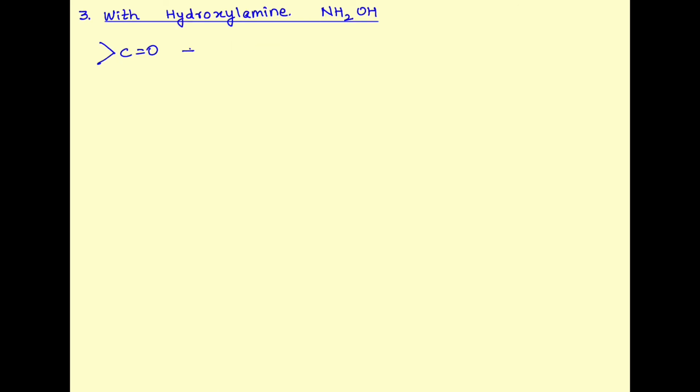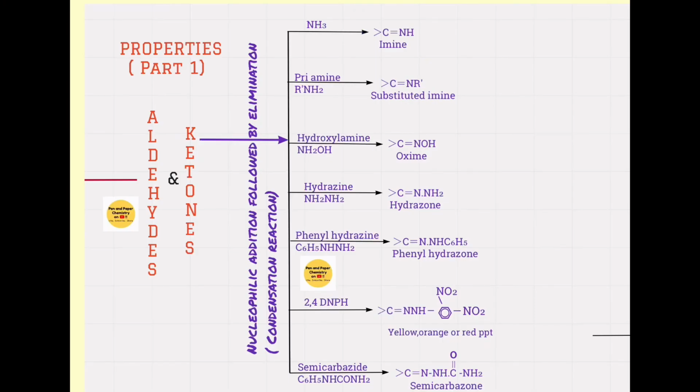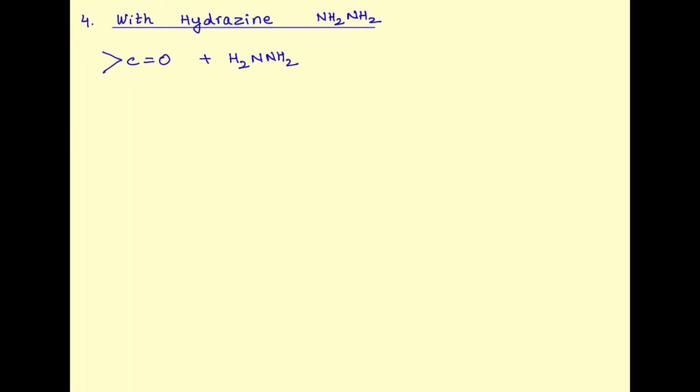Hydroxylamine, again H2NOH. These are usually known by their common names only. So if you see in the flow chart, we've called them oximes. So it would be methanol oxime, ethanol oxime, or propanol oxime, and so on, right? So you don't worry too much about the IUPAC nomenclature. Just put the name of the compound before oxime. Right? So from hydroxylamine you're getting oxime, from hydrazine you're getting hydrazone, and so on. With hydrazine you get hydrazone. Go ahead, complete the reaction.